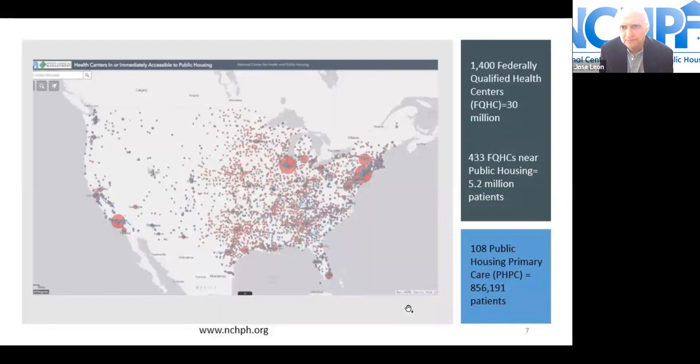Quickly, over 433 health centers reported to be close to or immediately accessible to public housing. And in 2019, they served over 5 million patients. And 108 of these health centers received funding from HRSA to provide health services to this population. And again, in 2019, they provided services to over 800,000 patients. Next slide.